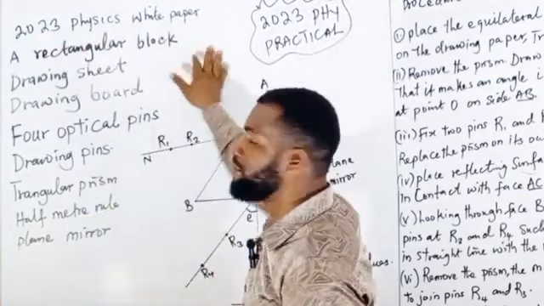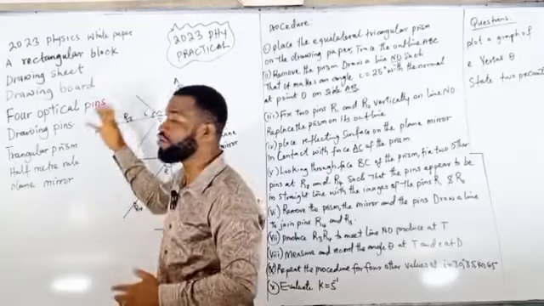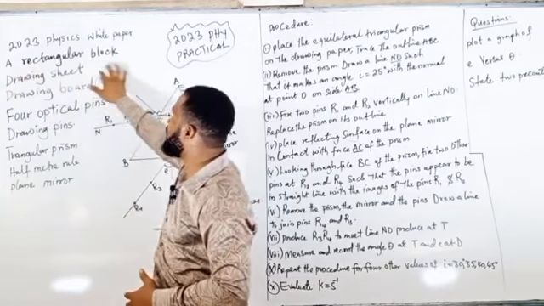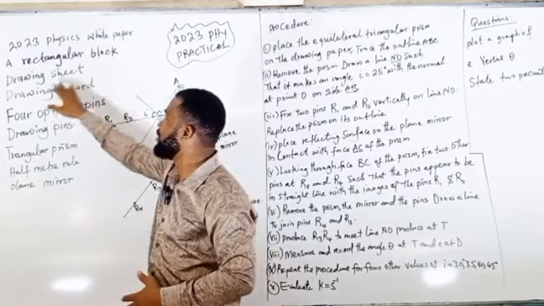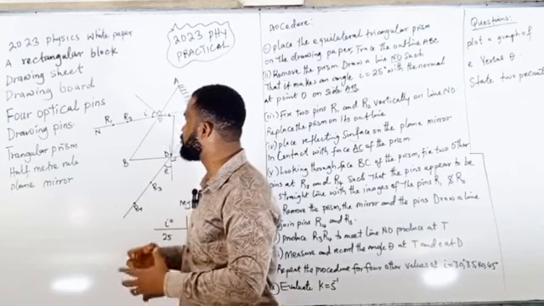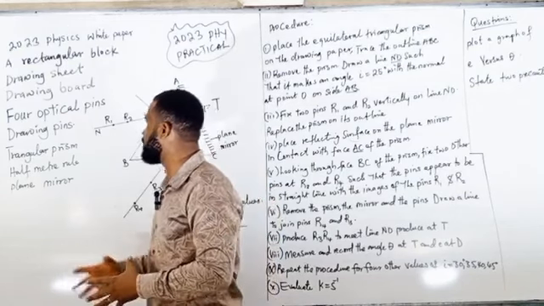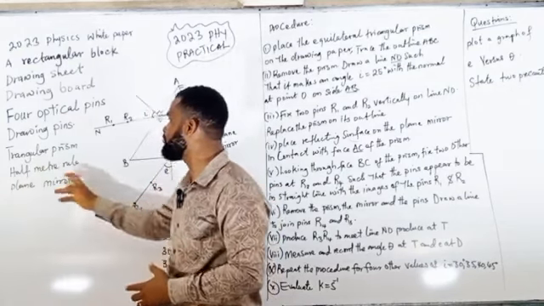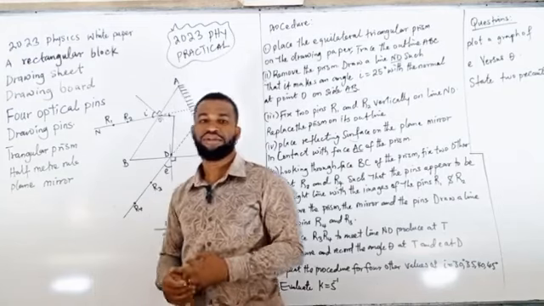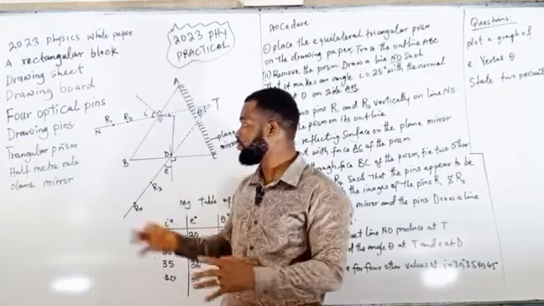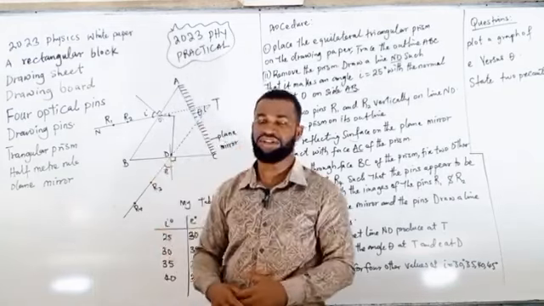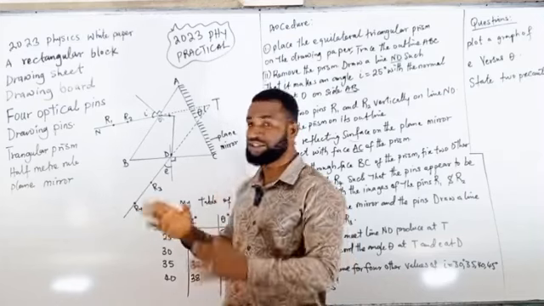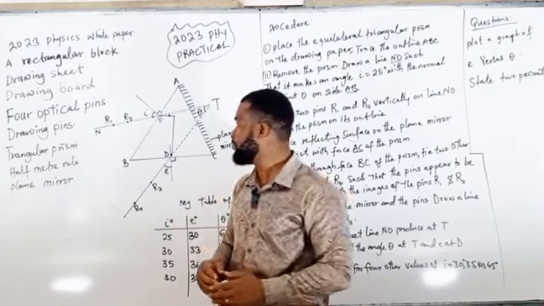The 2023 physics paper, number 2 question, is optics. It lists a rectangular block, a drawing sheet, a drawing board, 4 optical pins, drawing pins, a triangular prism, a half-meter rule, and the plane mirror. I have already done the practical, so after now, I will take you to the lab for us to do the experiment.